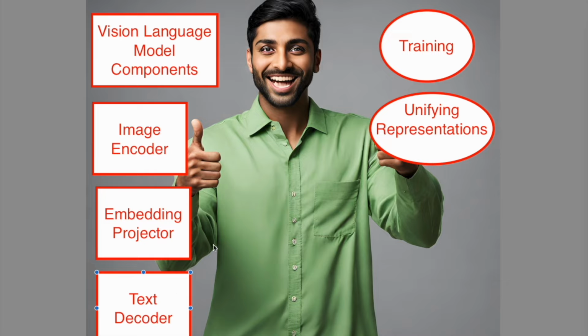Next up, we will discuss how to train the model. Unifying representations. The trick is to combine the image and text data in a way the model can use. Different approaches. Different models use slightly different methods to do this.